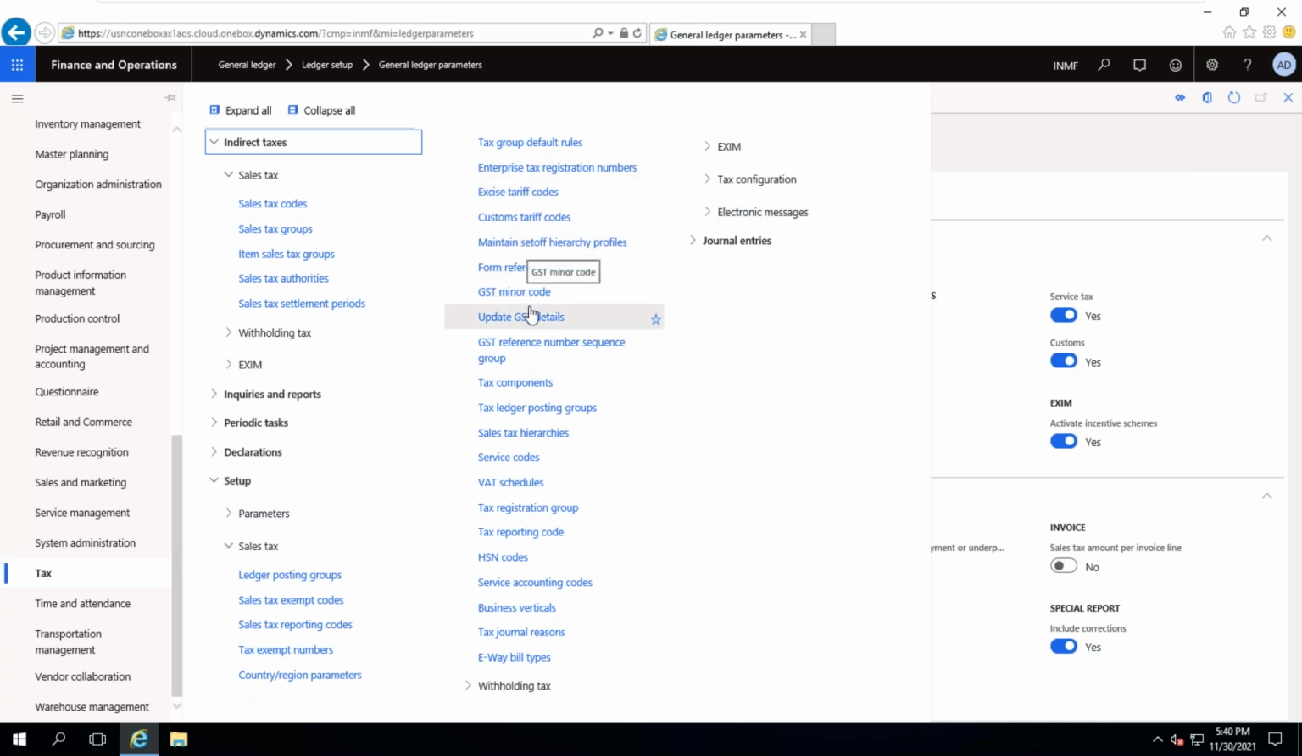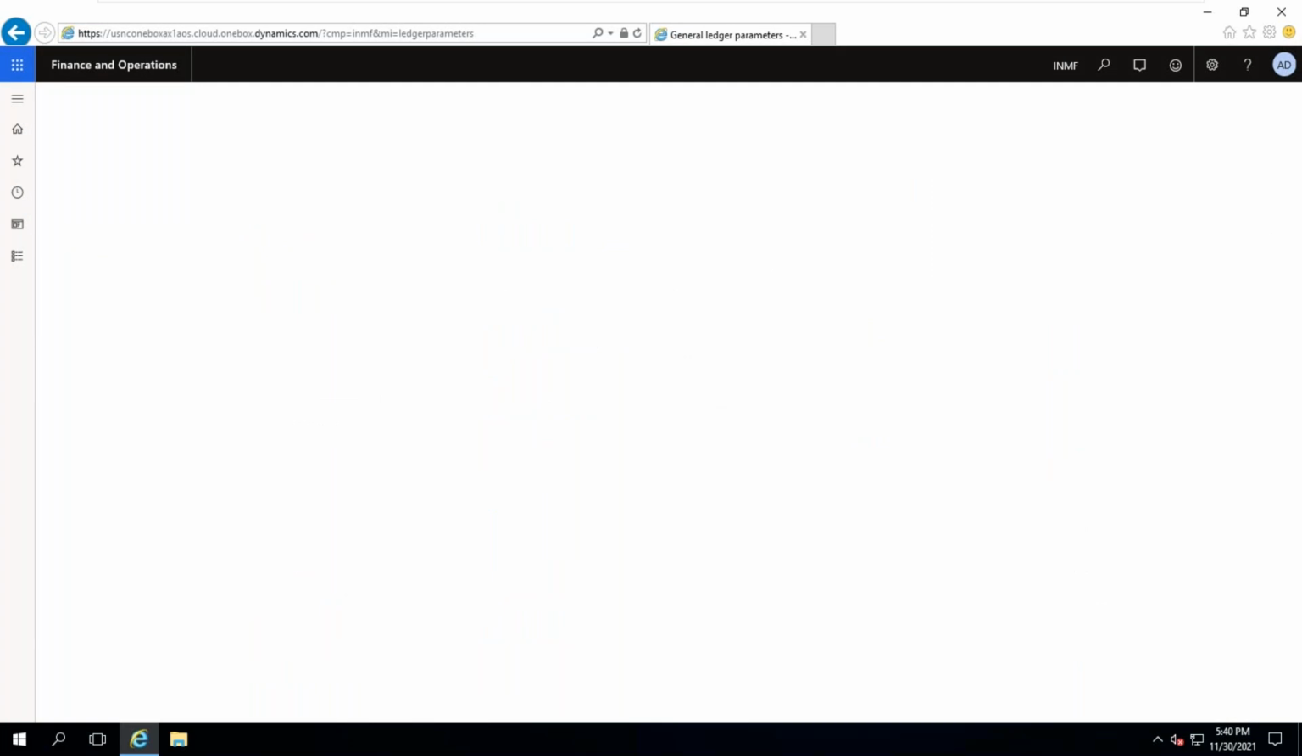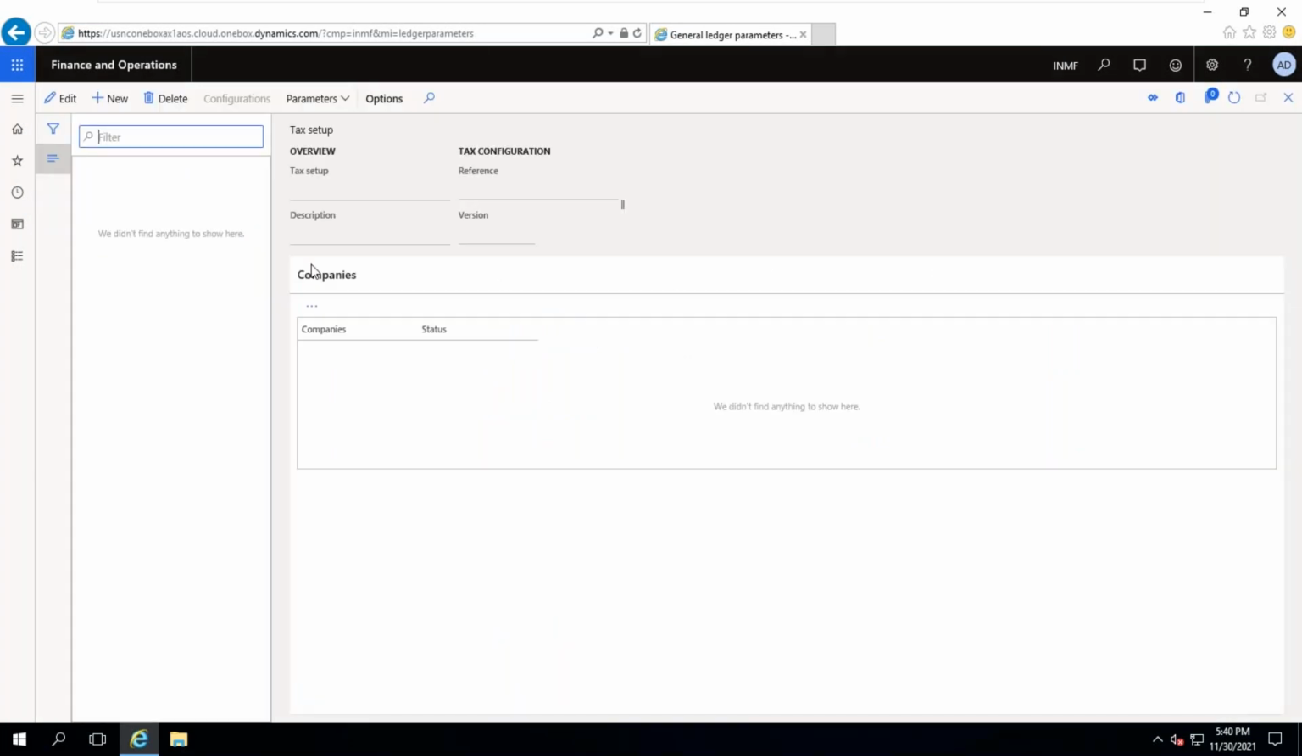Sales tax setup. Tax setup. This is for India. You need to configure it. It was not configured. It should be configured in this company. Okay, fine. Let me go back.